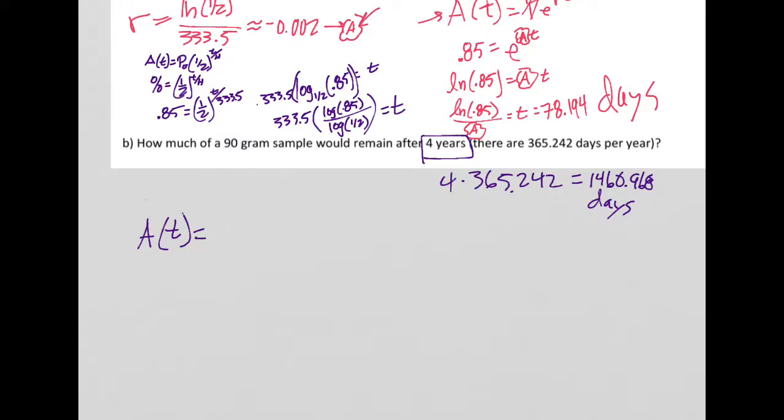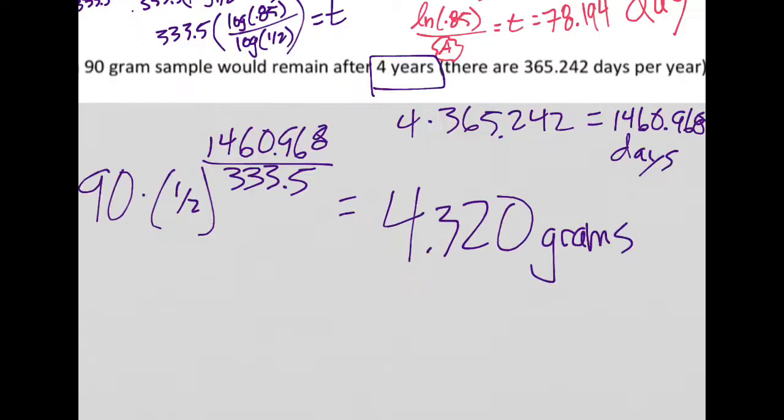So A of t equals our starting size, which is 90, times 1/2 to the power of the time, which is 1460.968, divided by the half-life, which is 333.5, and crunch that. And I got 4.320 grams, and there are some decimals, but they're negligible at this point.